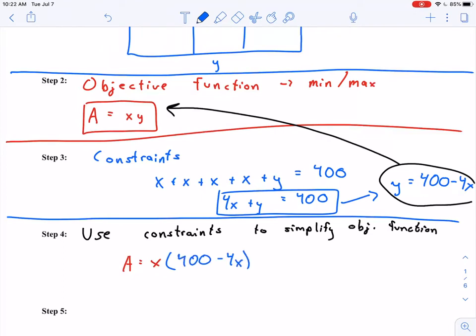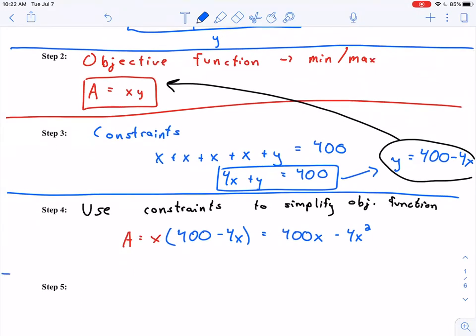If we can, yes, we should probably simplify this. So this is really 400x minus 4x squared. So okay, there's my area function, and this looks a lot nicer to deal with because now we just have the one single variable. This looks a lot more like functions we've been dealing with in sections 4.1, 4.2, 4.3. And of course, we're not done yet. Step 5, we want to identify, and here let me change up the color here.